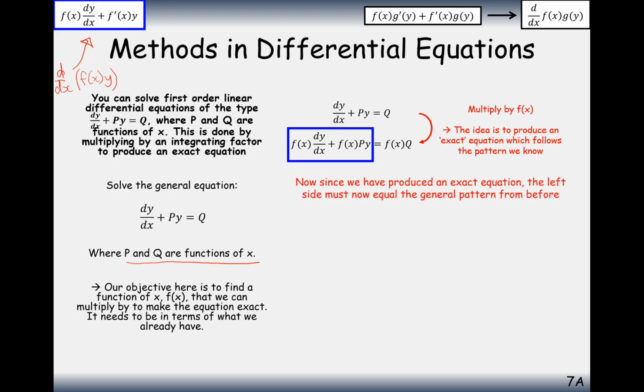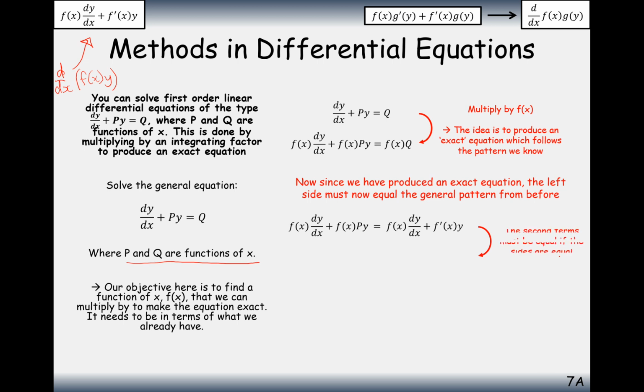And now, since we know that this thing will become a derivative of f of xy, that only applies if the f of x times p, so if we look at the second terms here, we're looking for f of x py to equal f dash of xy, because the first terms nicely match up. It's the second terms we now need to match up. So we divide through by y, and we're looking for this condition to be satisfied: f of x times p equals the derivative of f of x.